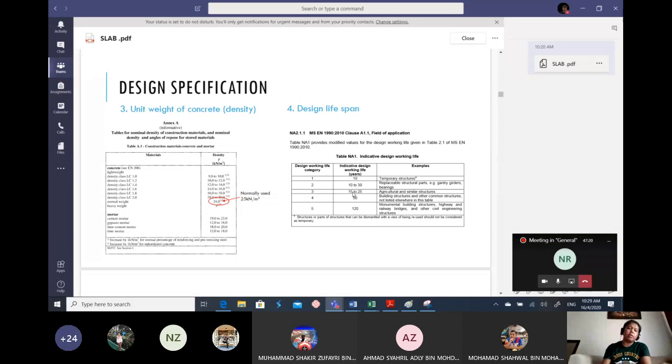Okay, next design specification criteria adalah unit weight of concrete. Biasanya kita guna 25. Ini yang selalu kamu salah. Apa kegunaan this unit weight of concrete? Saya nak tanya. Tolong jawab. Siapa-siapa?